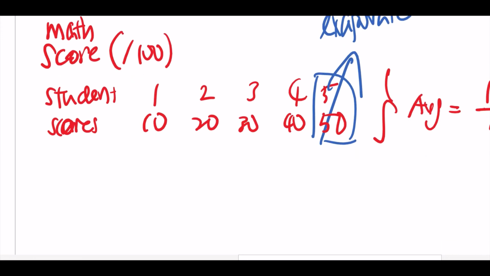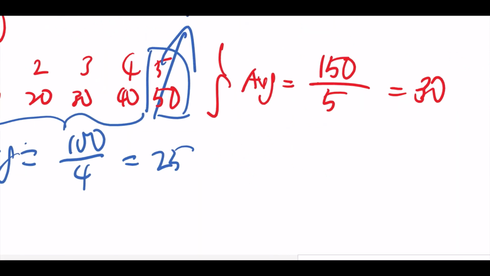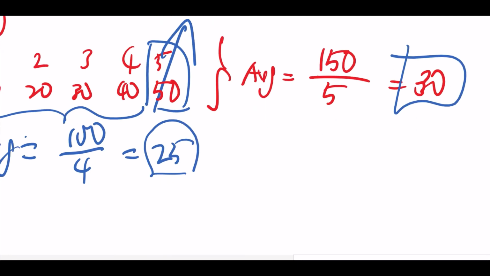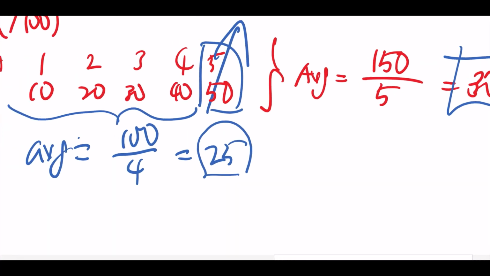Now, what happens to the average of the remaining students? Okay, what happens to the average? So we sum up again. 10 plus 20 plus 30 plus 40, that is 100. 100 over 4 is 25. Now, what do you realize here? After student number 5 gets out, or evaporates off, the average score actually decreases.